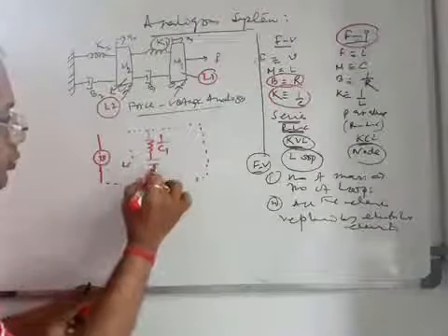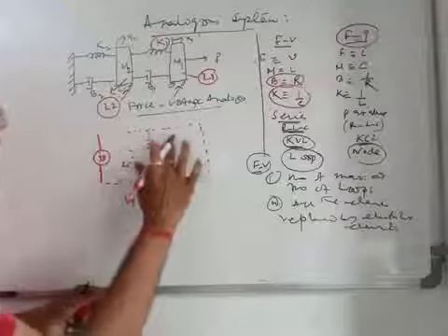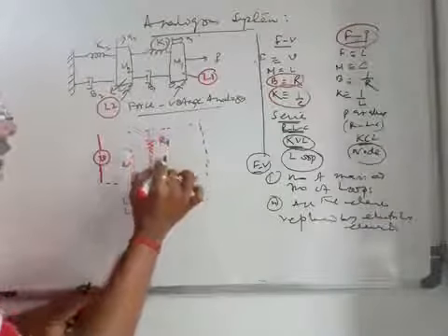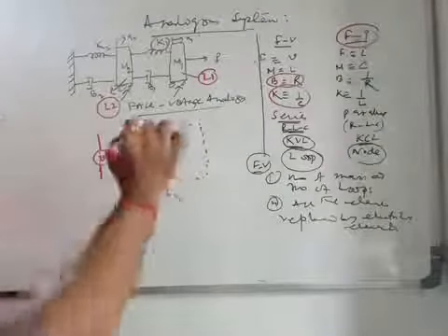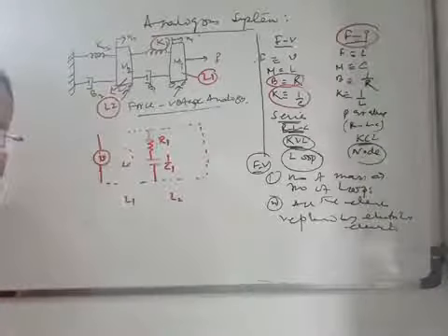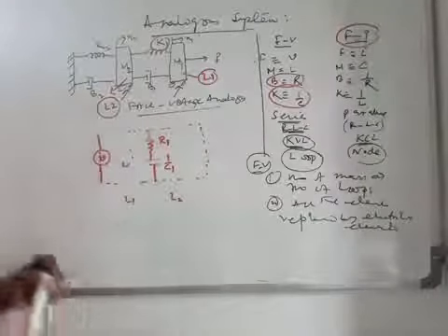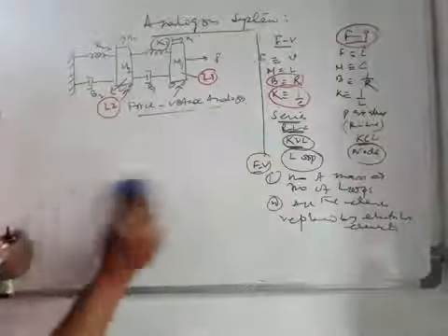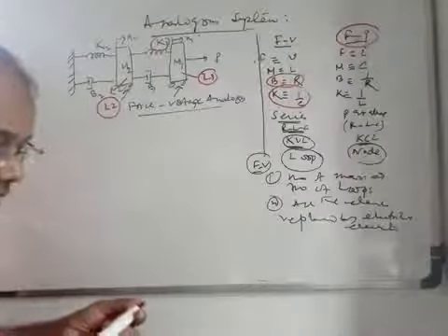So this is your R1 and this is your 1 by C1, right? I will write in a bigger version so it will be easier for you to understand.